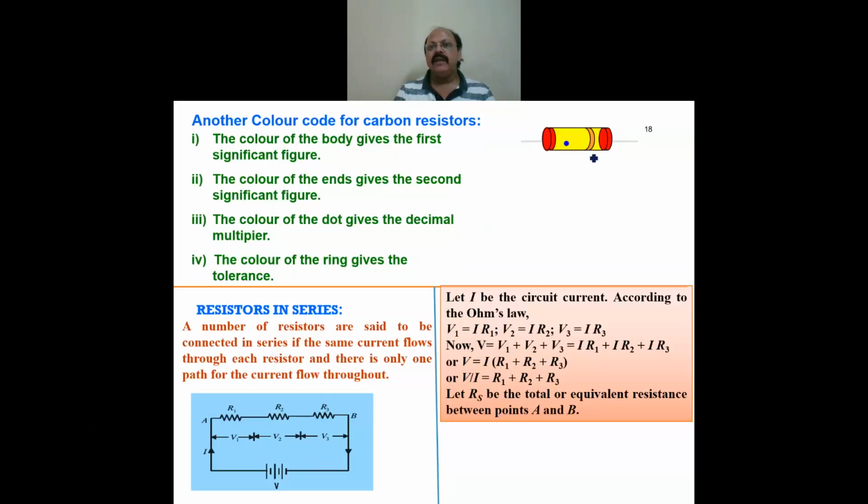So here the carbon resistor is given. You see that here the body color is yellow, the end color is red, the dot is blue, and the ring is gold. Then yellow is the first significant figure, red the second significant figure, blue the decimal multiplier, and gold the tolerance. Then its value is 42 into 10 to the power 6 ohm plus minus 5%.